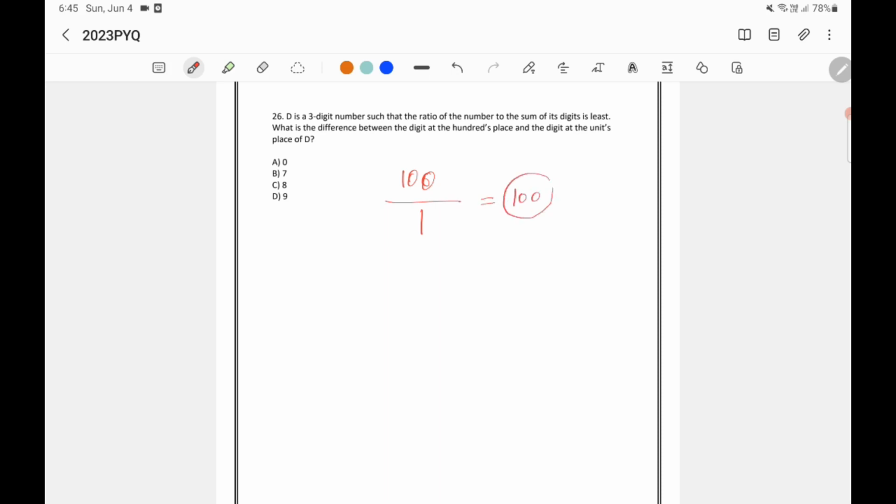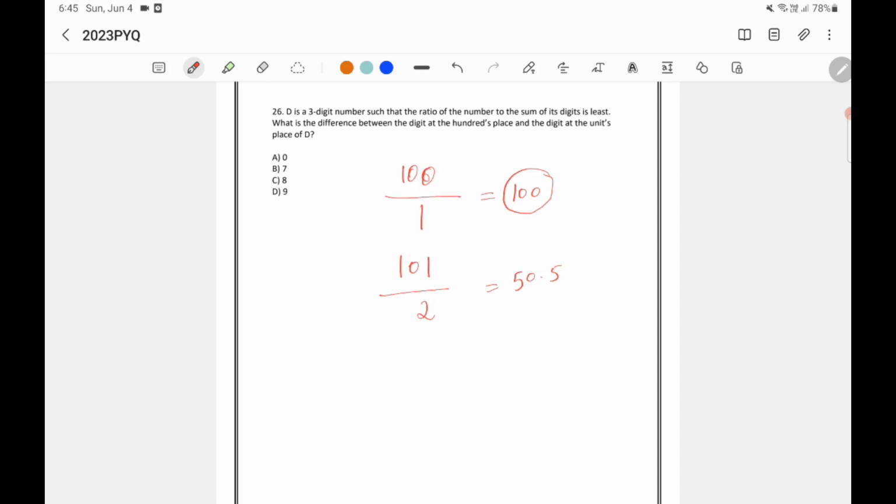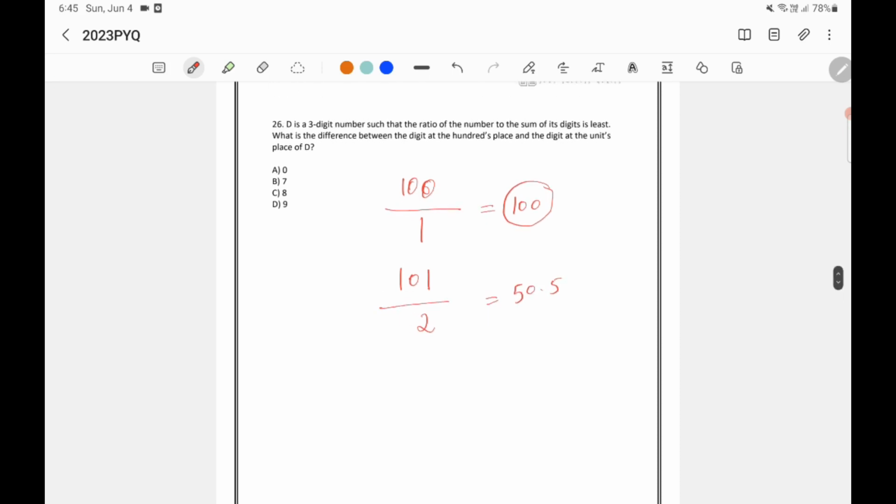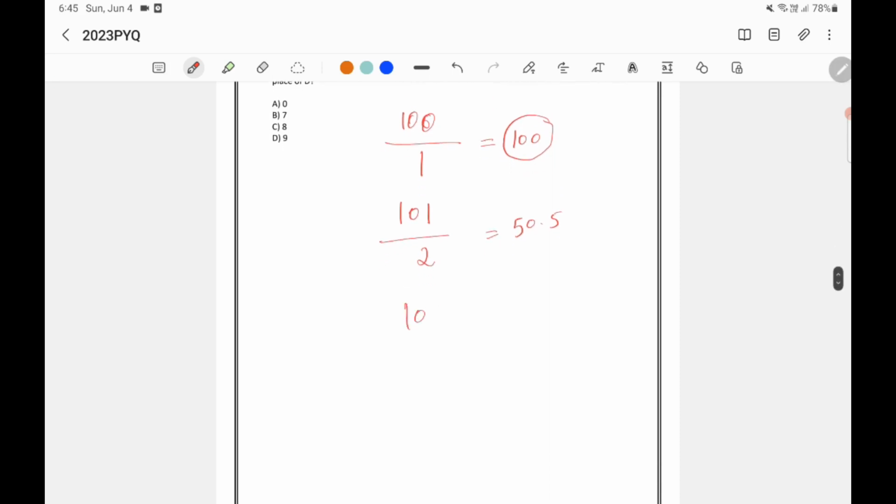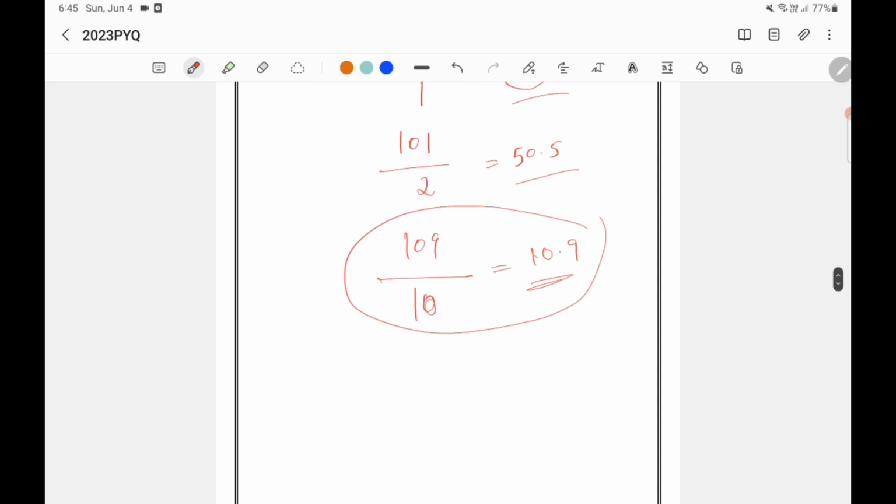So this ratio has to be very minimal. Now if I take 101, then the sum of digits is 1 plus 0 plus 1 is 2. So 101 by 2, it's becoming 50.5. So it's reducing. So we have to take those numbers in which it is the least. Now if I take 109 by 10, because the sum of digits is 1 plus 0 plus 9 is 10, it's going to get 10.9. So this is smaller now. It is smaller than 50.5. So in this way, you need to try different possibilities.